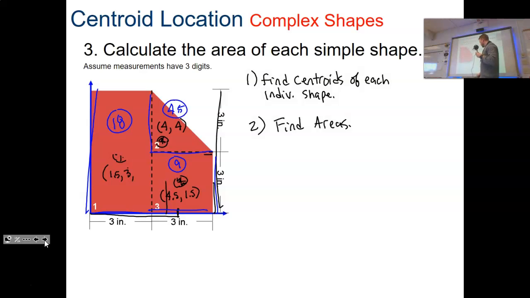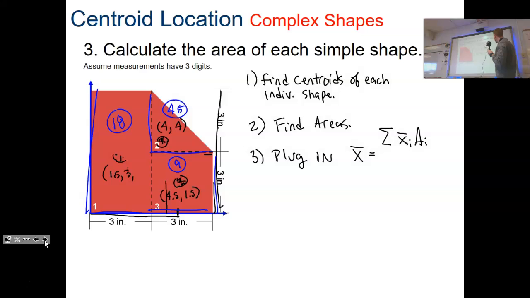So now what we're going to do is plug it in to that crazy equation where it was like x bar. We're going to add up all the x values of the individual centroids, multiply by the area of the individuals, and then we're going to add up all of the areas of the individuals. So let's do that. So we're going to take the x value. So the first one is 1.5, 1.5 times the area, and the area was 18.